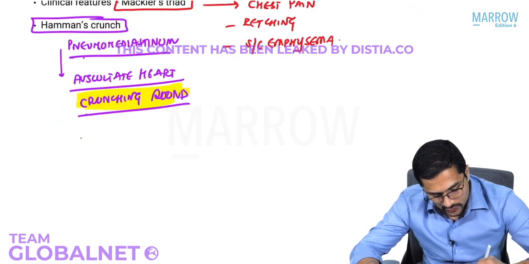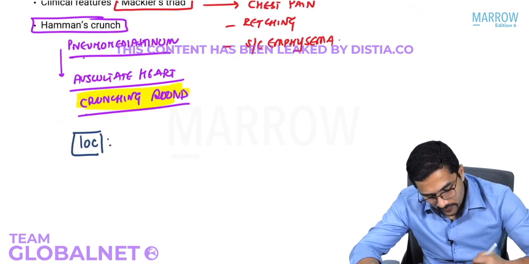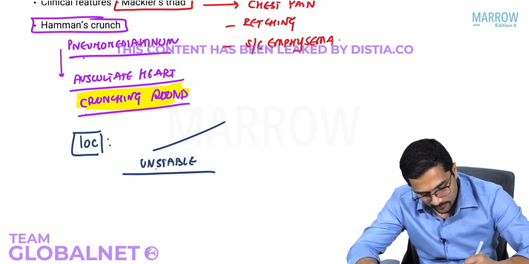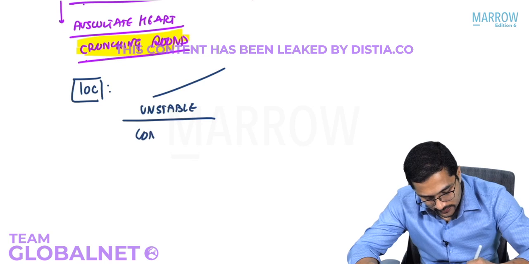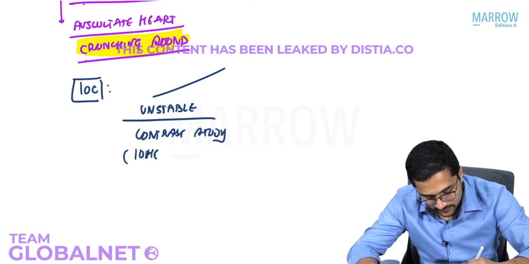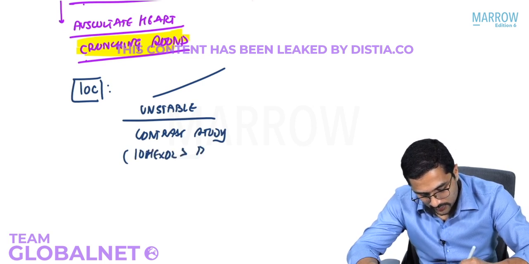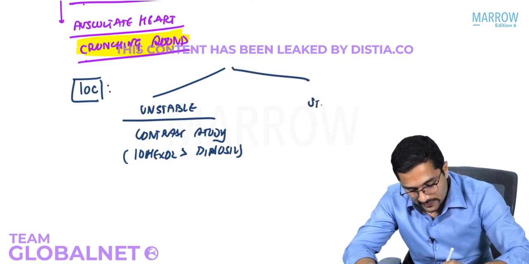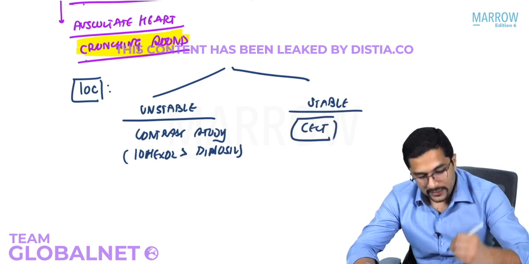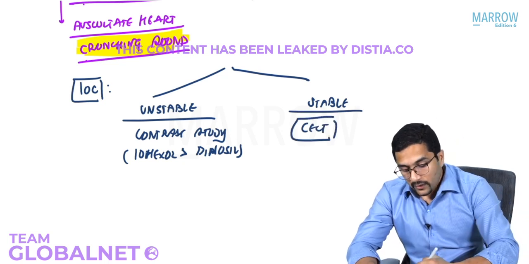Again, the investigation of choice here, if it's an unstable patient, so most of the time these patients are unstable only, it is a contrast study. And again, I'm repeating so that it gets ingrained, that contrast study, iohexol is better than Dinosil. And if it's a stable patient, then we can do a CECT, a contrast enhanced CT scan can be done.